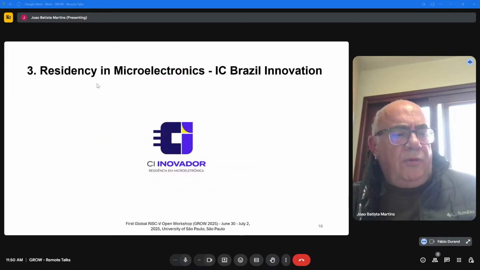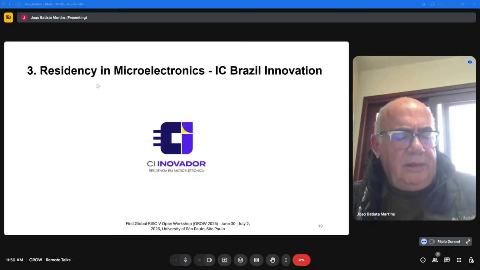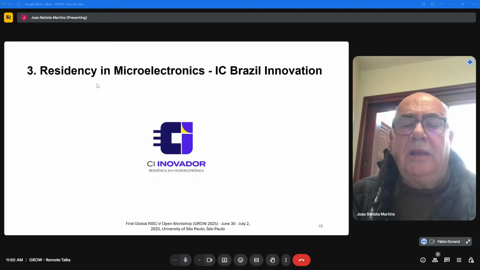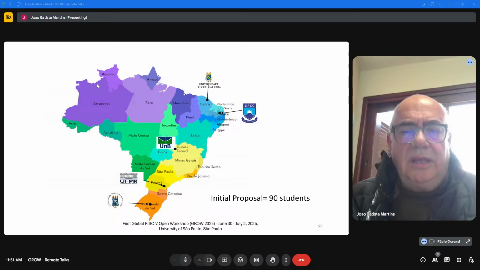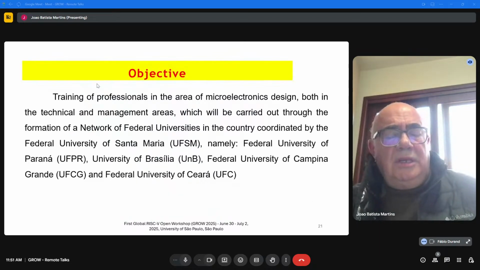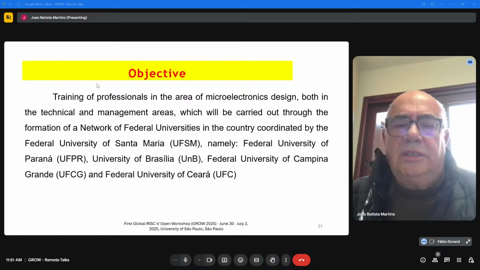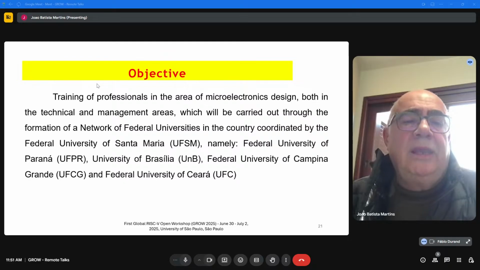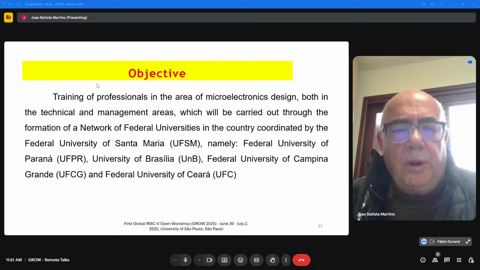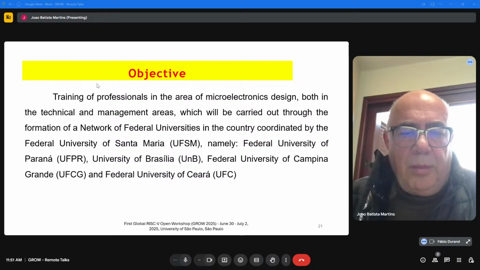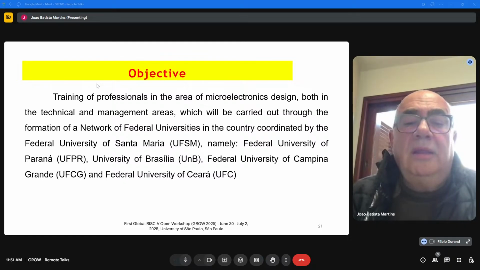Another project very important for Brazil is in capacity building, training of personnel, and residency in microelectronics, seeking innovation in Brazil, in localization, with scholarships for professors and students. The objective is the training of professionals in the area of microelectronics design, in technical and management areas, which will be carried out through the formation of a network of federal universities in the country, coordinated by the Federal University of Santa Maria, with Paraná, Brasília, Campina Grande, and Ceará.